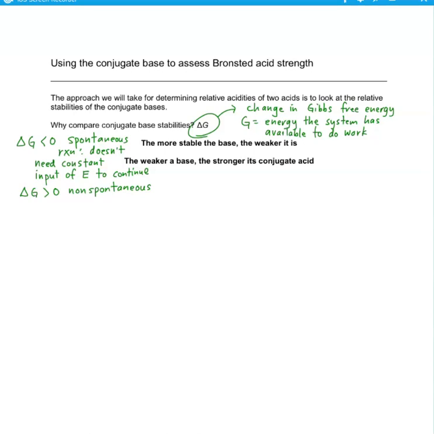Okay, so we're going to base our arguments on the following ideas. First of all, the more stable a base is, the weaker it is as a base. So the weaker the base is, the less likely it is to accept a proton. A weaker base is less likely to grab a proton from an acid. The weaker a base is, the stronger its conjugate acid. So what that means is that if we can assess base stability, we can assess acid strength.